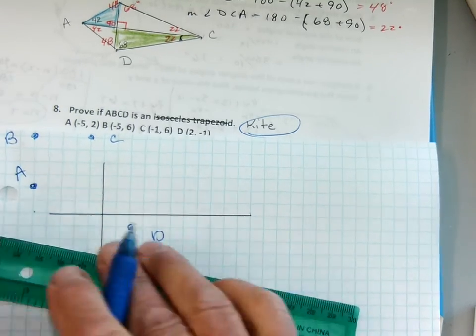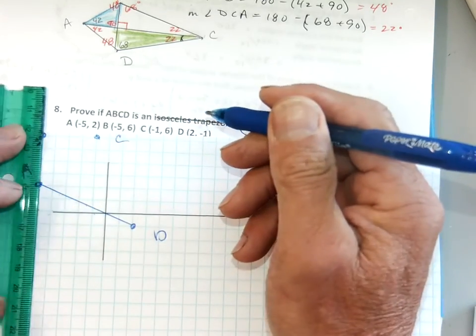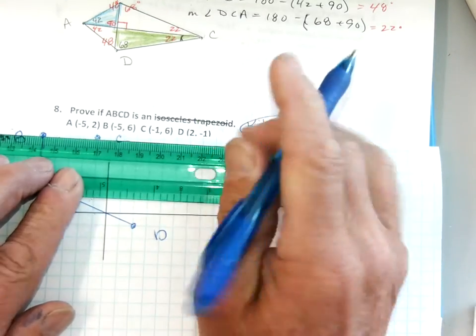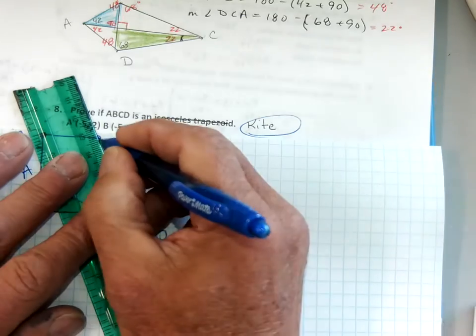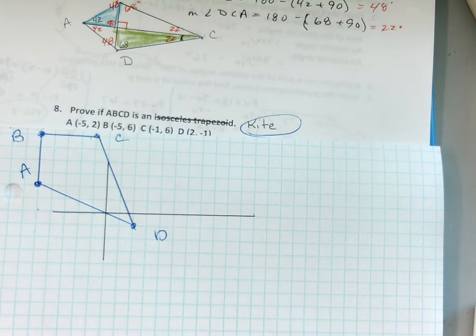All right, let me draw that in. It says it's a kite. And I'll back up for a second, okay, and let you draw that. Okay, here comes the piece, though.